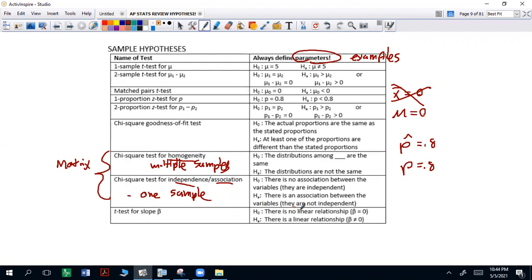And for slope, the null is there's no linear relationship, so slope is 0, whereas the alternative is there is a linear relationship. But of course, you could have a one-sided one here. So you could say less than 0, negative linear relationship, or you could say greater than 0. So there's all sorts of different alternatives you can have, but the null is always going to have an equal. Okay?